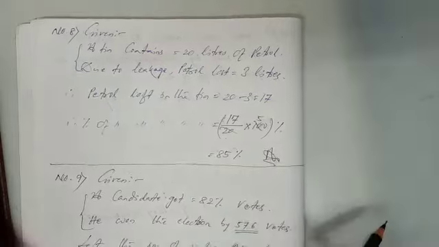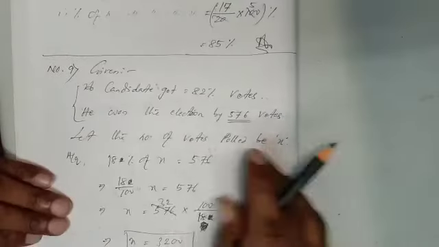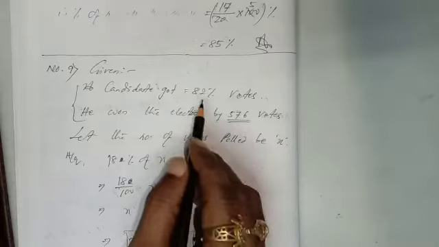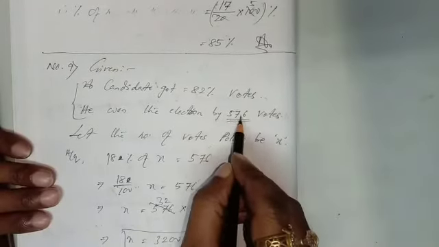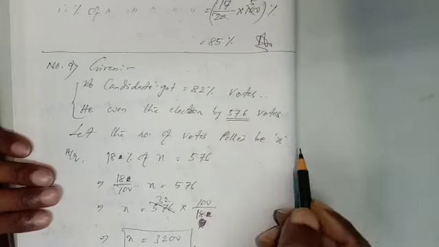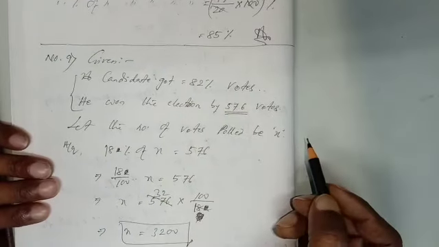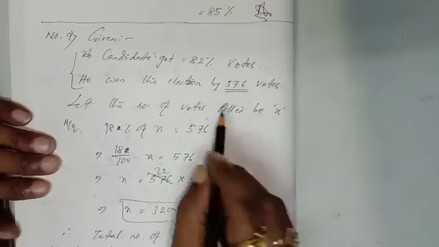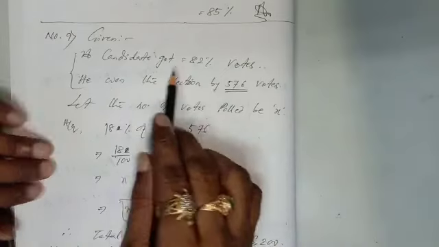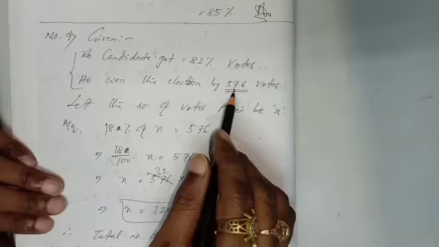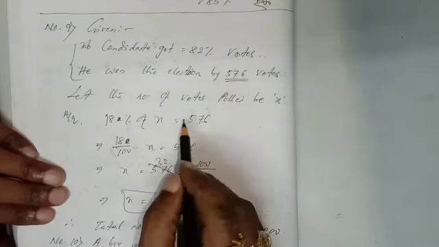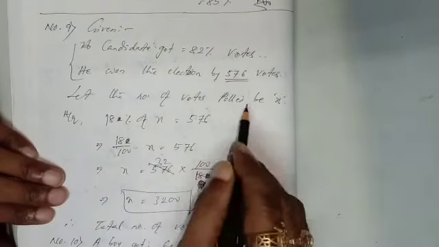I'm going to the next question. Let's see. Next question, given a candidate got 82% of votes. He won the election by 576 votes. And you have to find out the total number of votes polled. Whenever it is given a candidate got 82% of votes, he won the election by 576 votes. Let the number of votes polled be x.